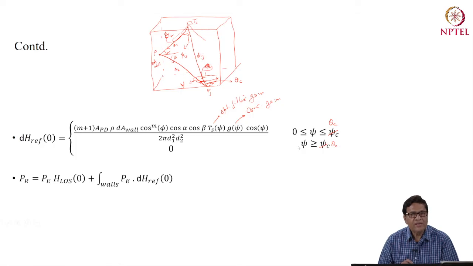So if I try to calculate the received power because of both non-line of sight and line of sight, this is given by PE, the emitted radiation power, and this is the DC optical wireless transfer function, H_LOS, plus this dH_ref into PE integrated over all the surfaces wherever the reflection is taking place. So this includes all the walls. So PE, dH_ref at DC.